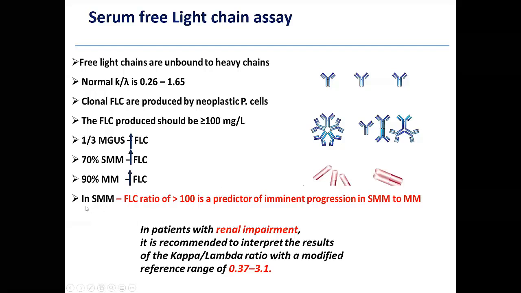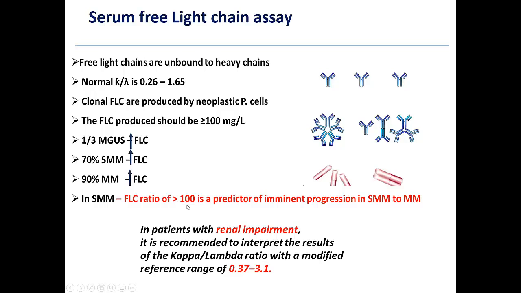Suppose we have a case of smoldering multiple myeloma, which is a precursor of multiple myeloma, and this ratio of kappa upon lambda is more than 100. This indicates that this patient will very soon, in a few weeks, progress from smoldering myeloma to multiple myeloma or overt multiple myeloma.